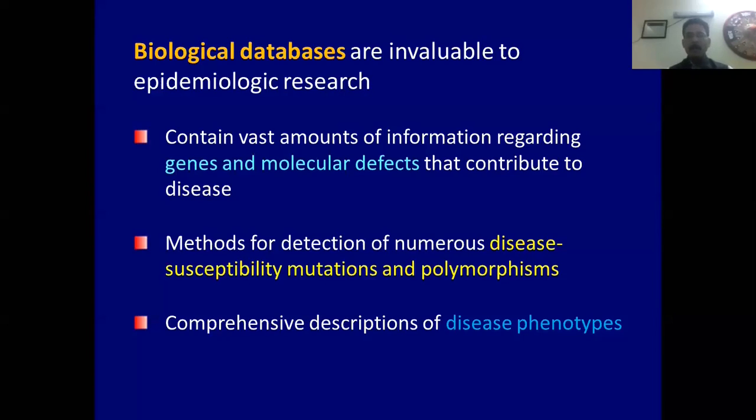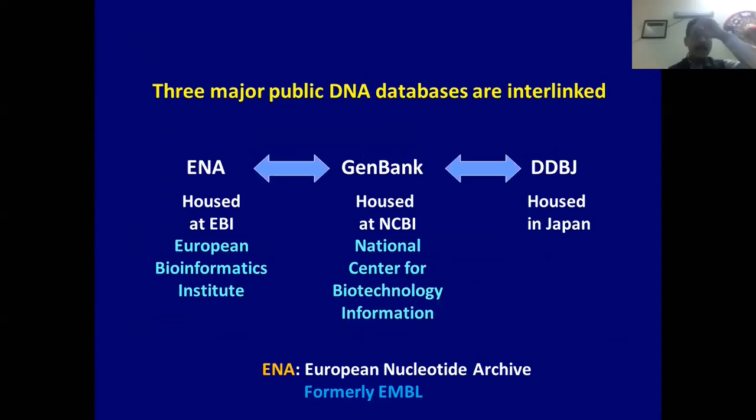So there are also databases which give a comprehensive description of disease phenotypes. So phenotypic description of disease in relation to molecular variations in the genome can also be found by accessing specific databases, and that can be used for diagnosis and treatment of infectious and non-infectious diseases of animals and human beings. Now, there are three important global databases which are considered the most important resources for the biologist across different branches of biological sciences.